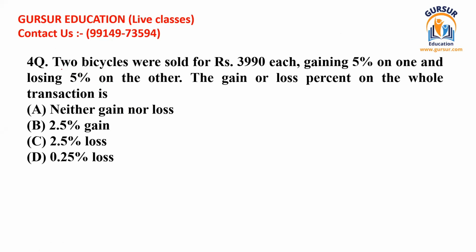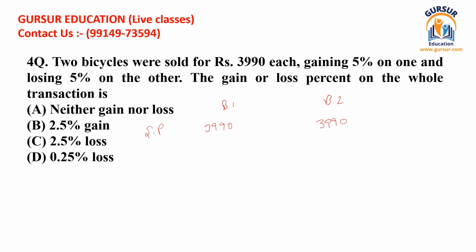So it has been given that 2 bicycles were sold for 3,990 rupees each. So two bicycles were sold. This is bicycle 1, this is bicycle 2. Selling prices have been given to us. For the first it is this, and for the second it is this. This is same as, okay.